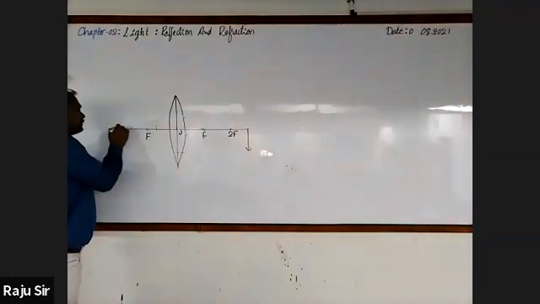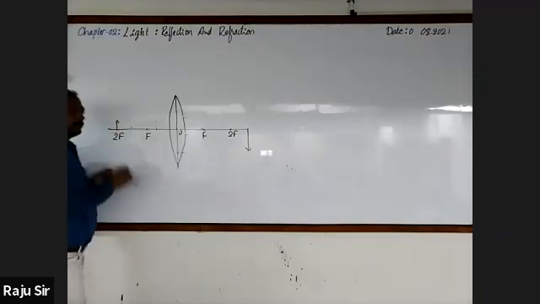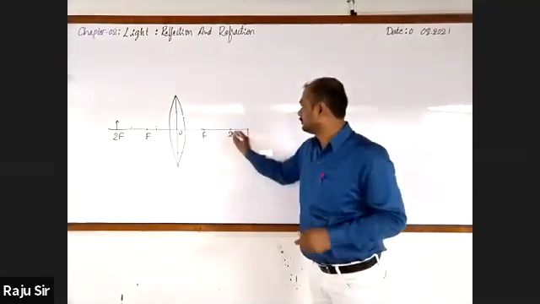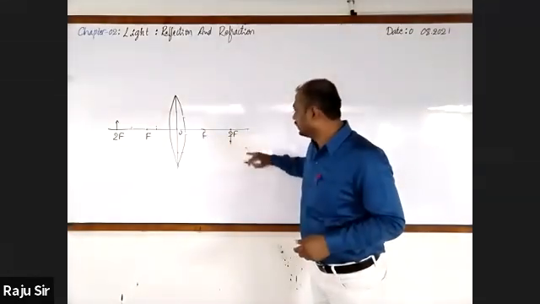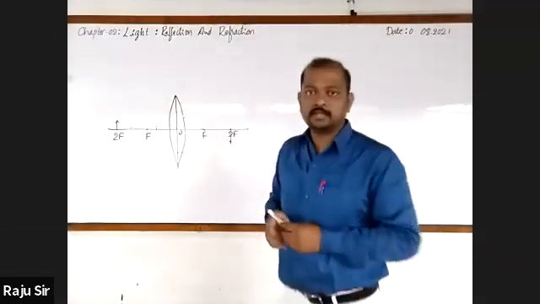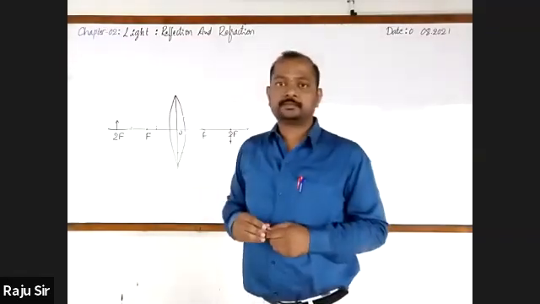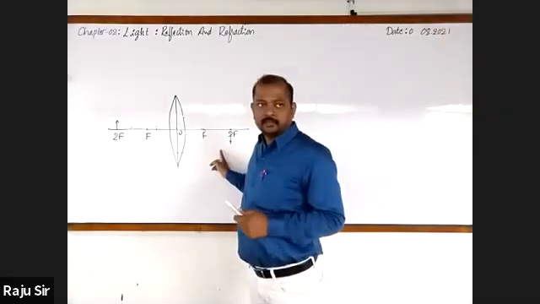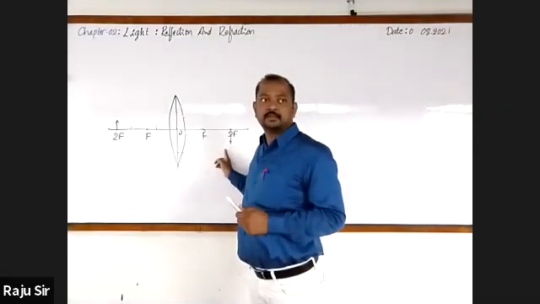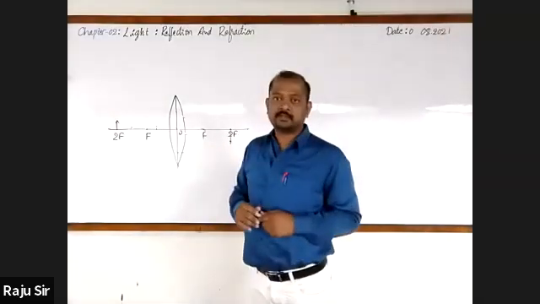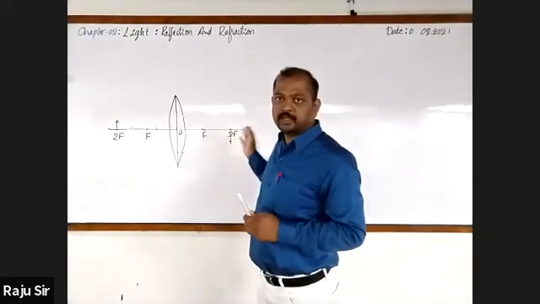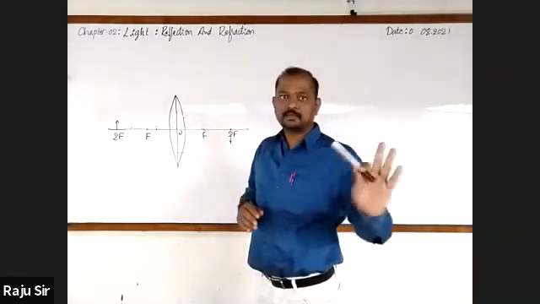When the object is placed at 2F, where is the image formed? Image is formed at 2F on the other side of the lens. Nature, real and inverted. Size, same as that of the object. Position, at 2F on the other side of the lens.